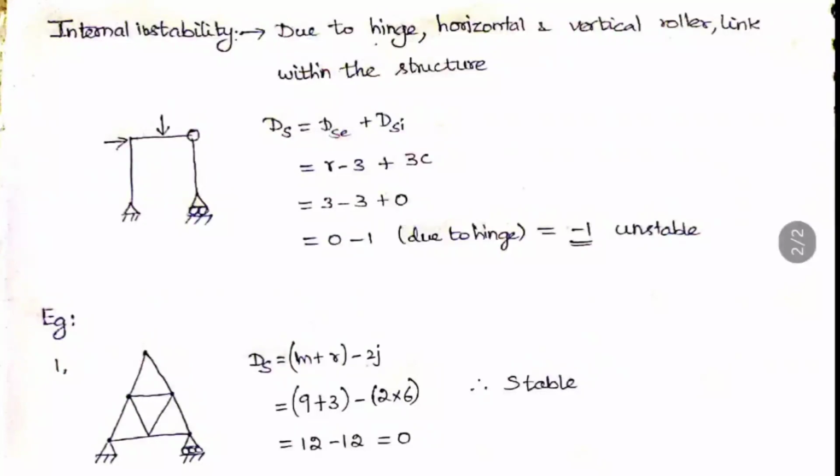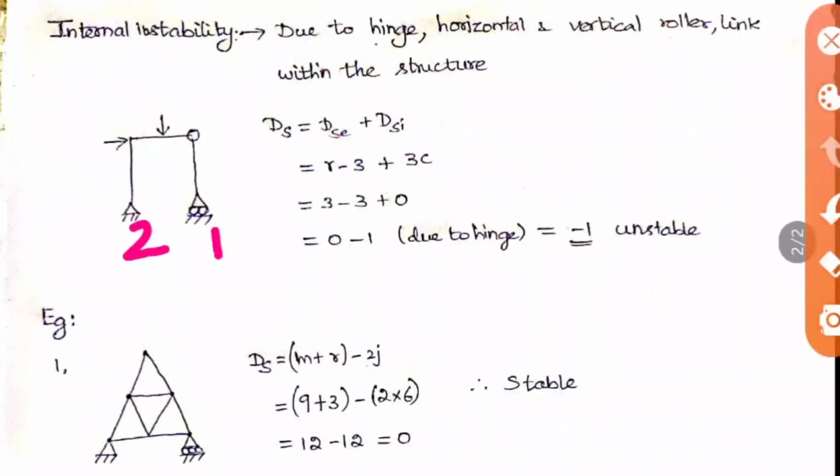Okay, so due to these alone, if the value of the DS decreases, we call the structure internally unstable. Here I have given a simple example so that you will be clear with this. There is a frame with a rigid support on one side and a roller support on the other side. So here two reactions will be there, and here one reaction will be there.